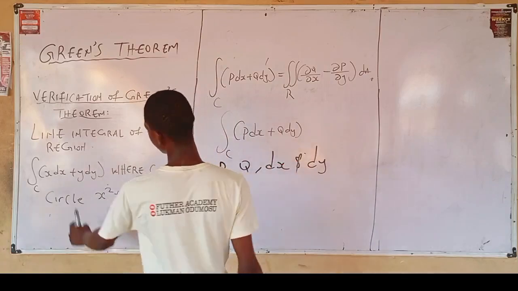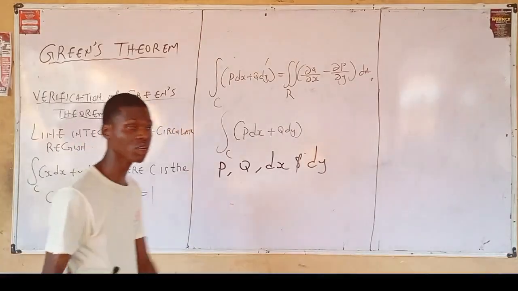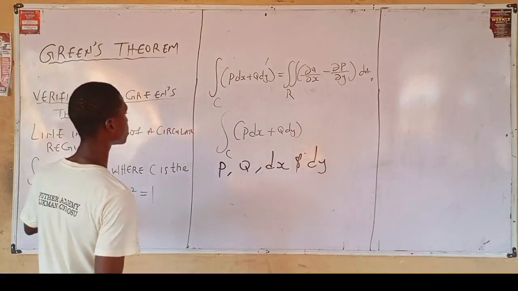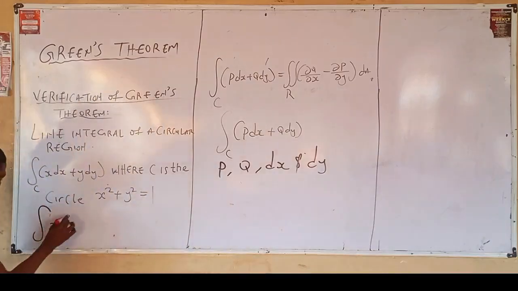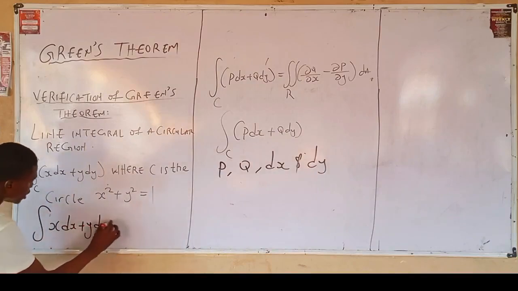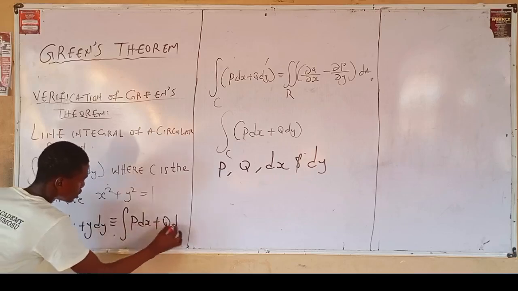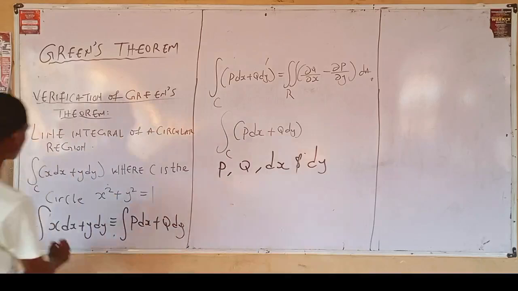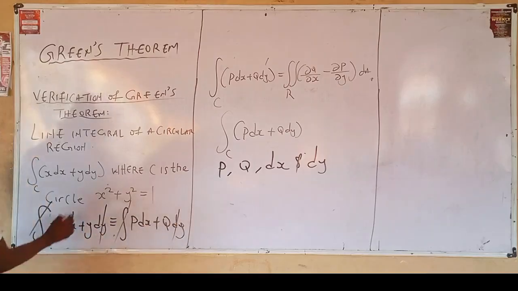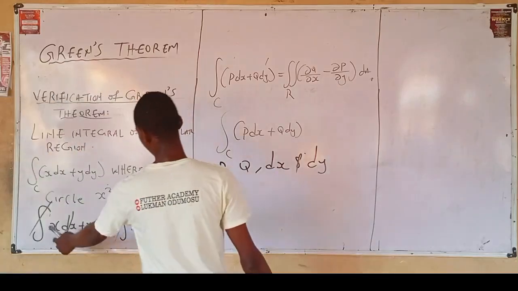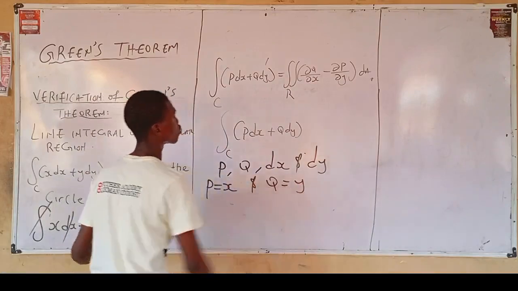Now, by the time we do comparison, just like what we explained previously, you can check the previous videos on Green's theorem. By the time we do comparison to this given question, x dx plus y dy is equivalent to your formula of line integral, meaning P dx plus Q dy. In this case, this cancels out, this cancels out, this also cancels out. You are left with P equals x and Q equals y.